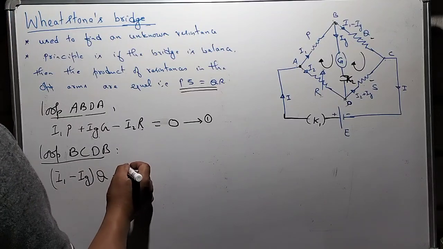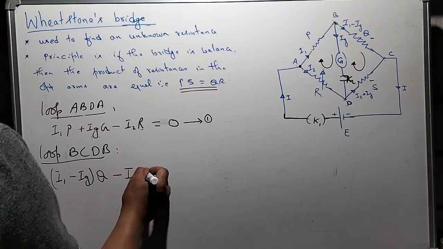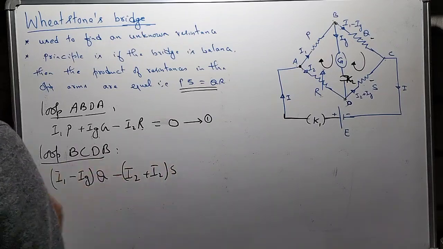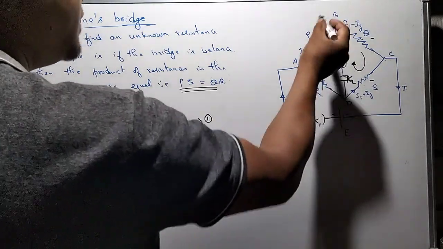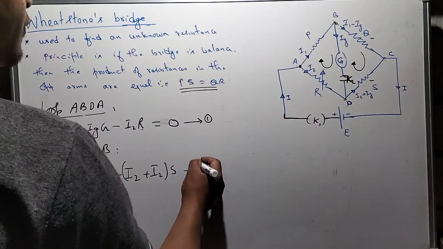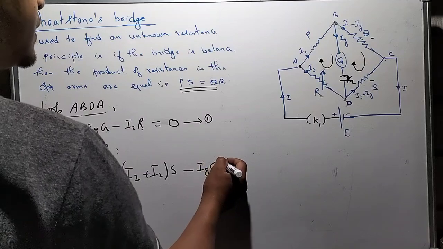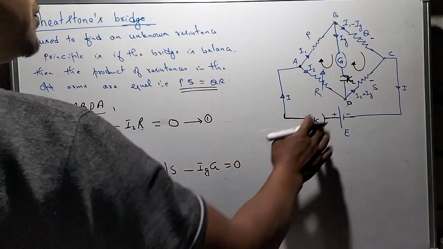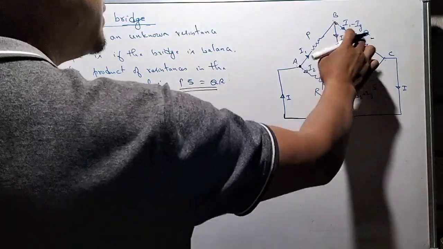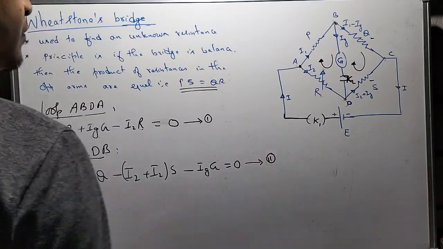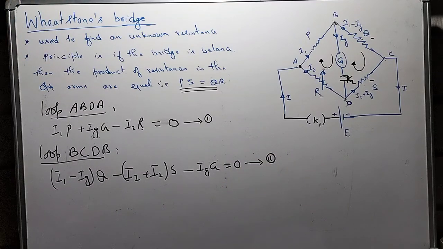So the product of current, which is I2 plus Ig, times the resistance S will be negative here. And along DB, similarly, the product of current and resistance will be negative. So everything will be equal to 0, because again in this closed loop we don't have any EMF. Therefore the right hand side is 0.